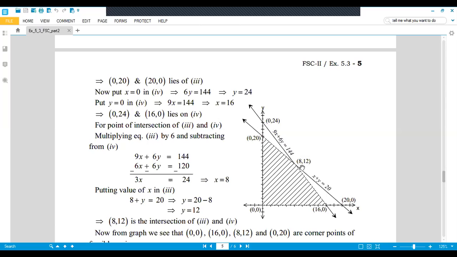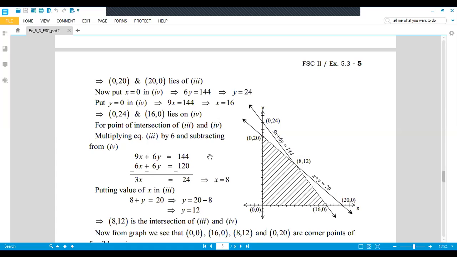How can we get the point of intersection? Multiplying equation 3 by 6 and subtracting from 4. Why multiply by 6? To make the coefficient of y the same. So when we multiply by 6, this is positive 6y and this is negative 6y, it will cancel and we get the x value 8. And when we put x equal to 8 in equation number 3, the y value is 12. So the point of intersection is (8, 12).